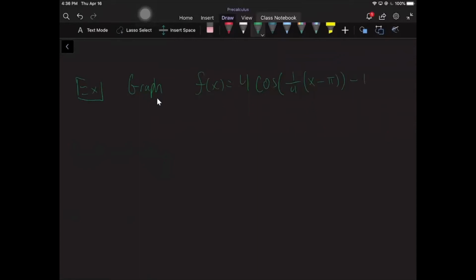Okay, so let's do this graph. Although it looks weirder because there's a fraction in there, it's not that much worse. We still need the same information. So we need the amplitude is 4. We need that it's going to go right by pi, and it's going to go down by 1. And the period, what is that going to be?